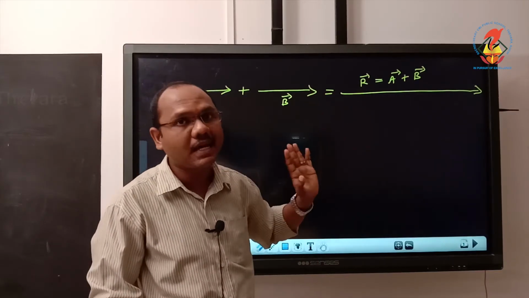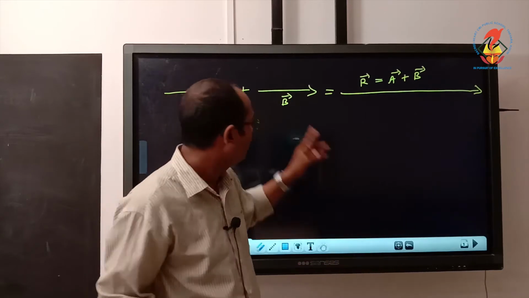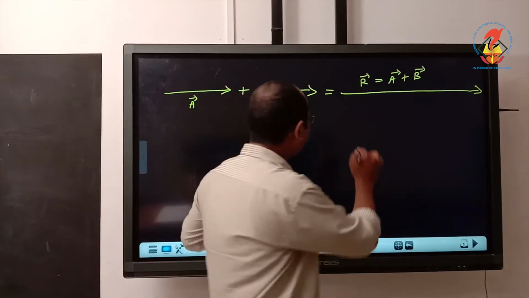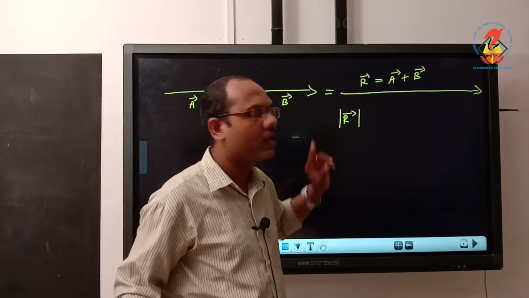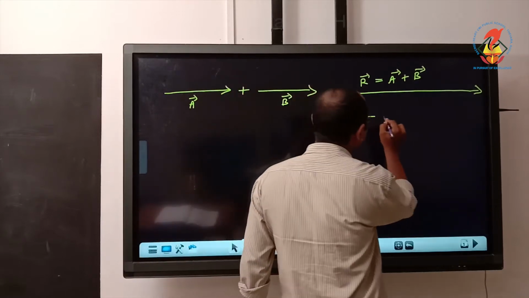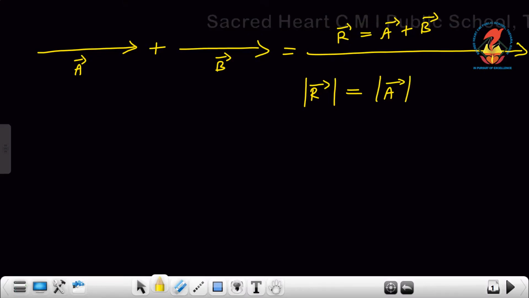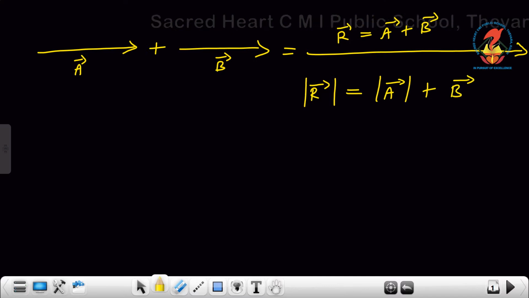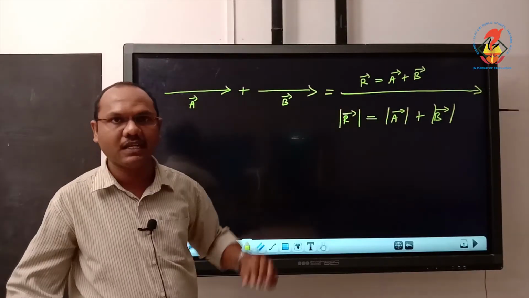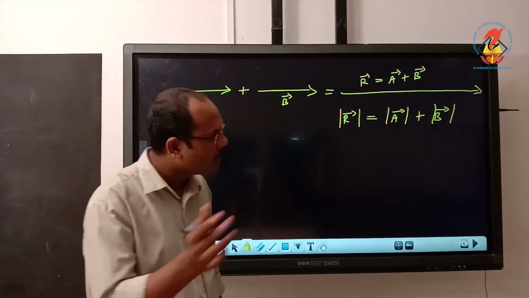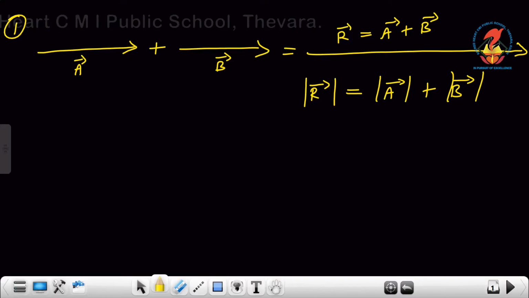How am I getting that? How will I calculate the value? The value is calculated like this. The modulus of vector R. Modulus meaning value or magnitude. The modulus of vector R can be calculated as the modulus of vector A plus the modulus of vector B. That means 5 plus 3, 8. That's the concept. So this is the first case.